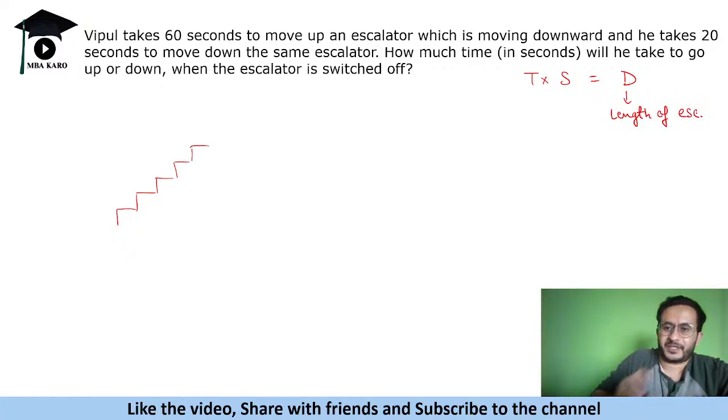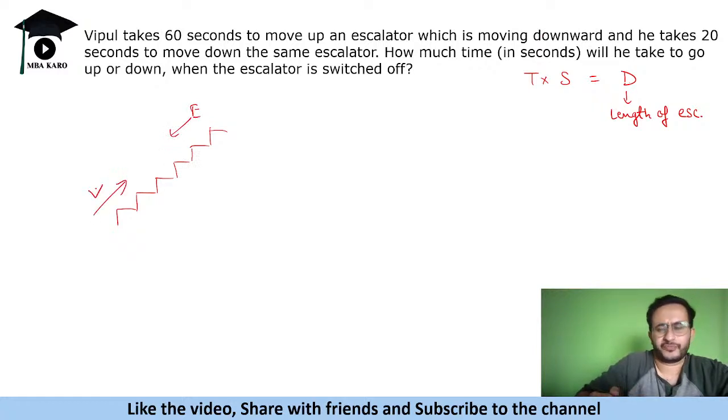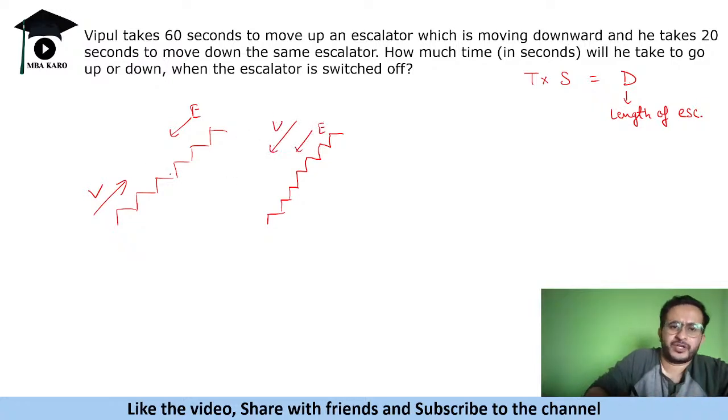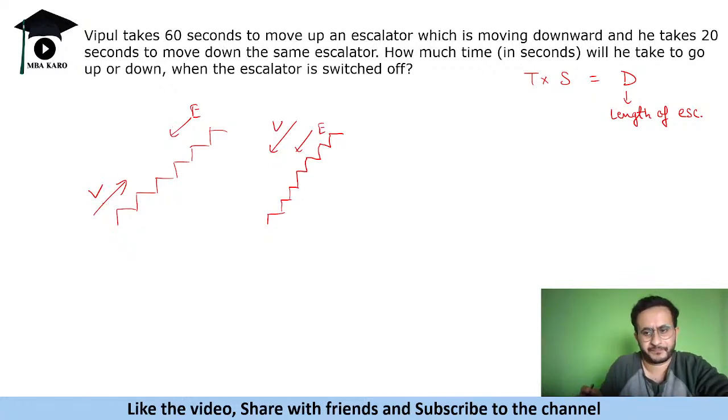Now it says that a person takes 60 seconds to move up an escalator which is moving downward. So the escalator is moving downward, but this person tries to go upward. In the second scenario, he takes 20 seconds to move down the same escalator, so the escalator is moving downward and he is also moving downward.